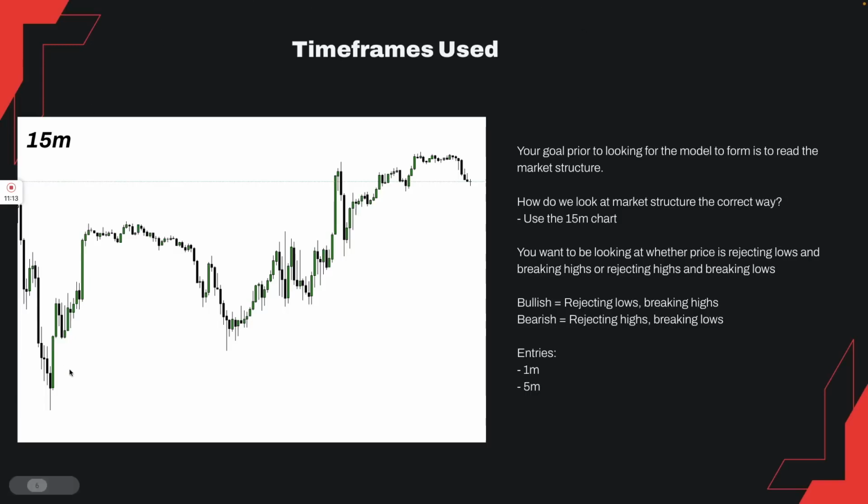So first off, let me explain here. This is bullish order flow. Why? As you can see, we are rejecting lows, breaking highs. Rejecting lows, breaking highs. What's going to happen here? Since we are bullish, we are likely to reject a low and break this high.